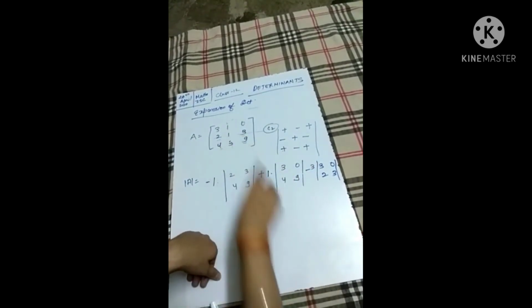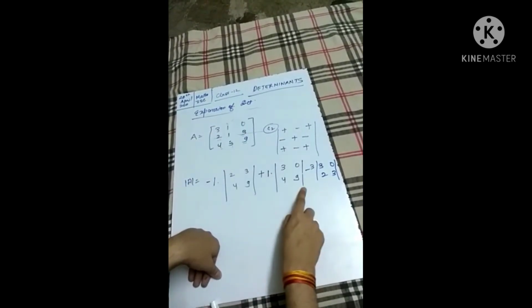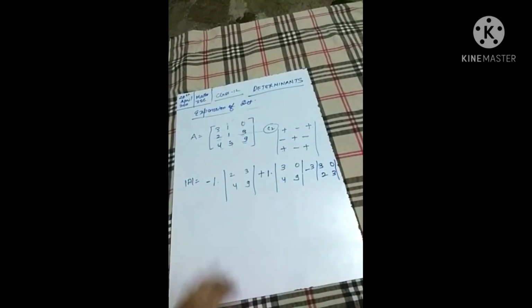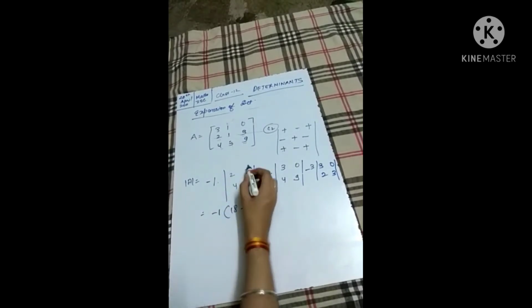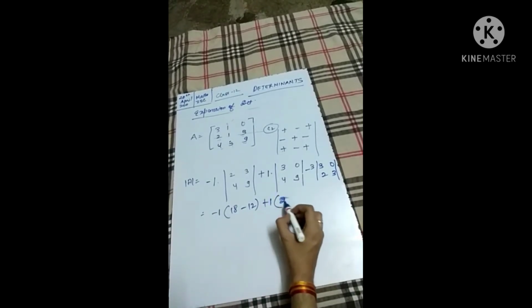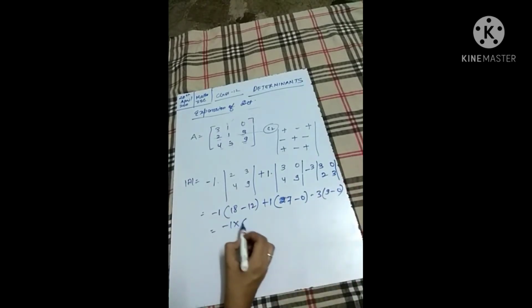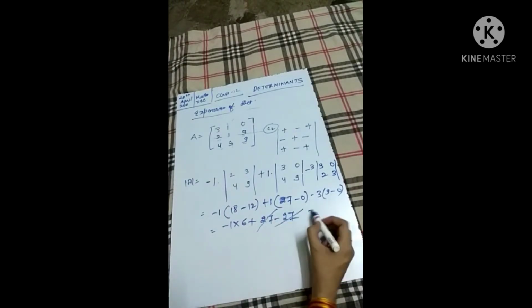Similarly, plus and minus 1313, and skipping this row, this column, 3049. And for this one, skipping this row, 3023. Now just expand this one. We know how to expand this one. 9 twos are 18 minus 4 threes are 12 plus 1 bracket. 9 threes are 27 minus 0 minus 3. 3 threes are 9 minus 0. So minus 1 into 6 plus, this is 27, and this is minus 27. They both cancelled. Answer is minus 6.